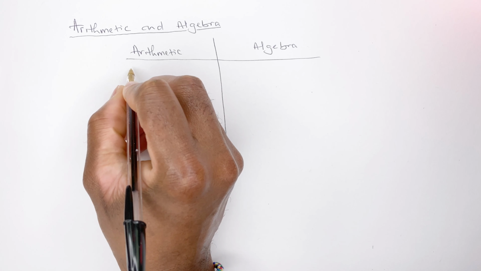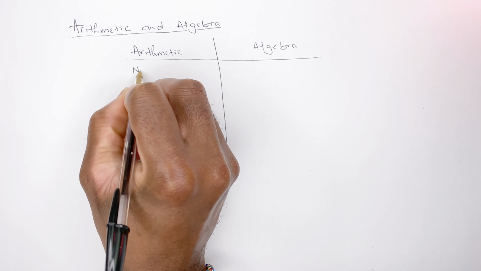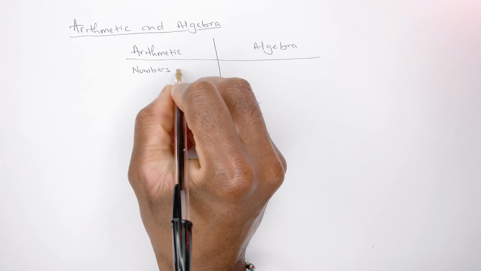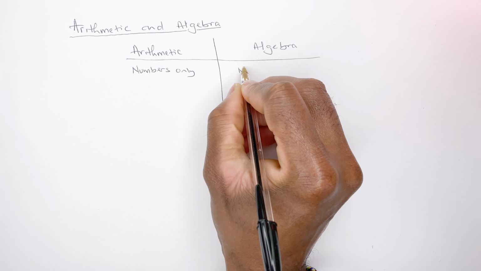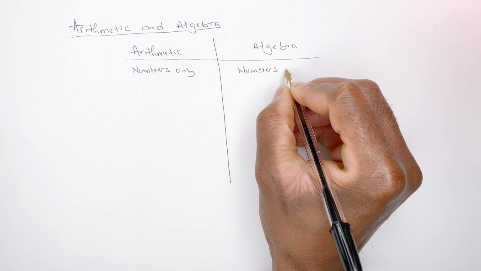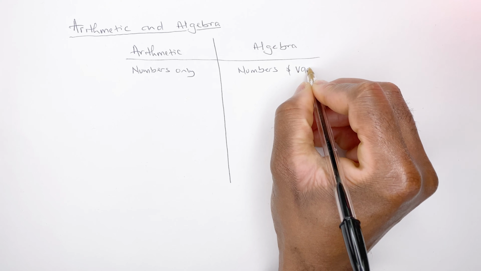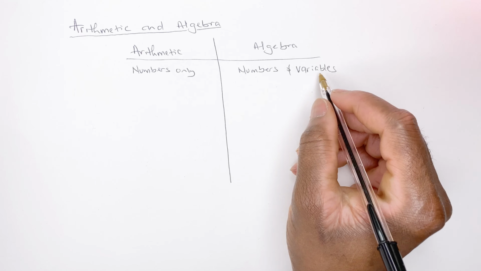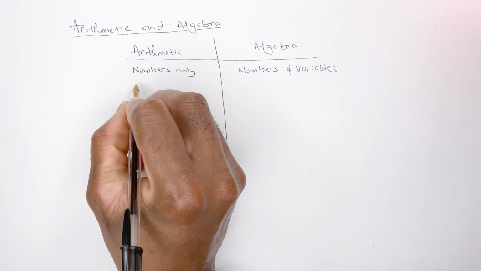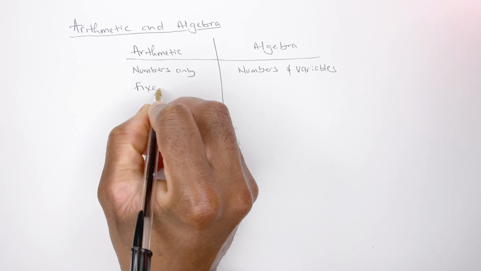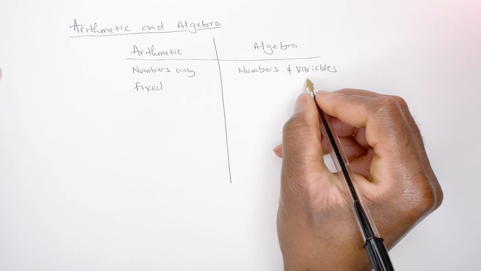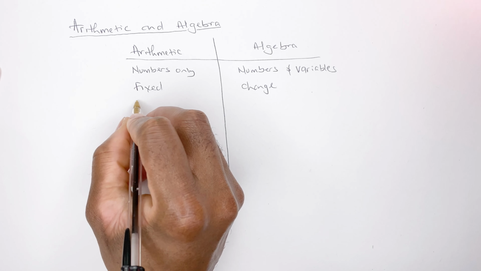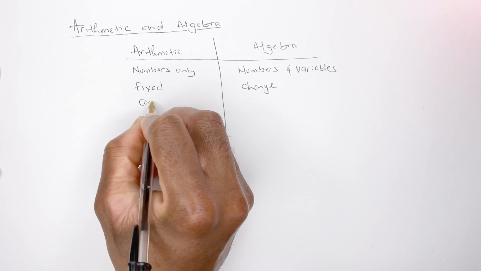In arithmetic, we use numbers only, so that's just numbers. And in algebra, we use numbers and variables. So I'll be using those keywords like variables and numbers. Numbers are fixed, so they don't change. Variables change, so they do change. And we call fixed numbers constants.